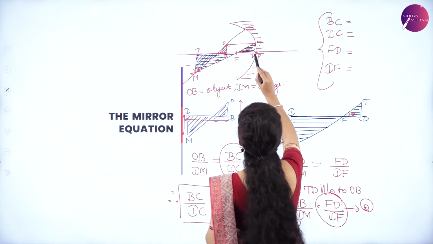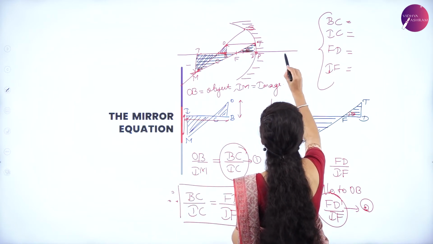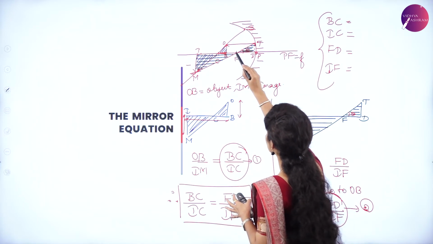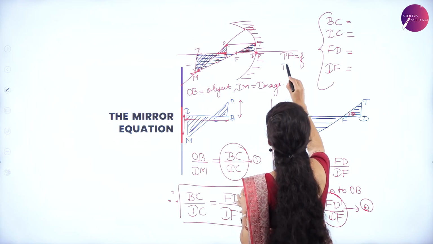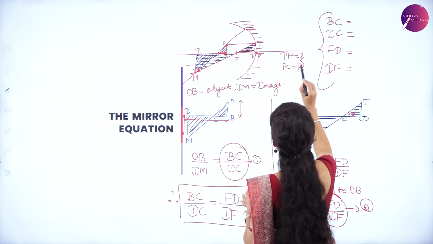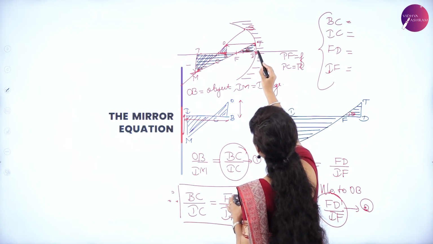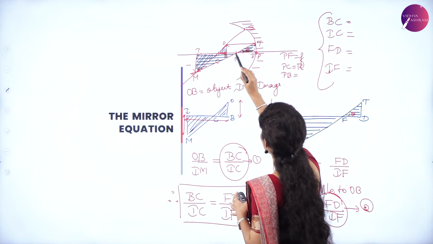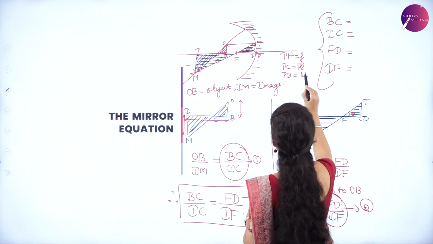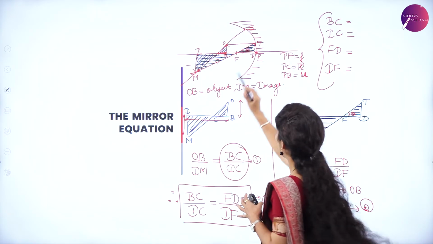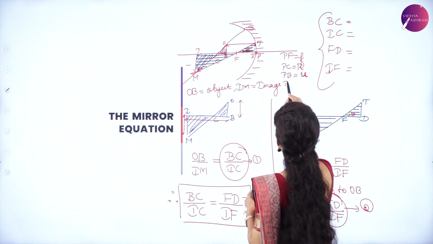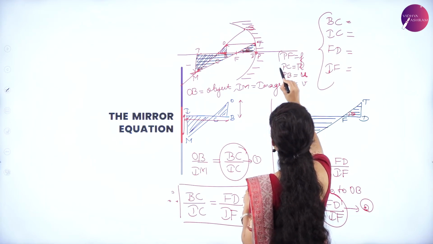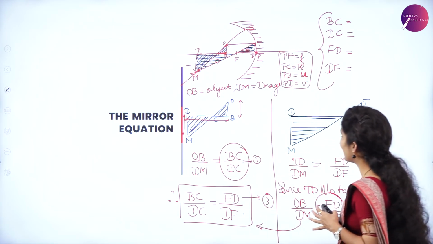So PF is nothing but small letter f, that is the focal length. PC is nothing but capital letter R, the radius of curvature. Then you have PB, P to B, which is where exactly the object is placed. Object placement is given by small letter u. And PI, P to I, is where exactly the image is formed. Image formation is given by small letter v. So this is the set of quantities we are having.